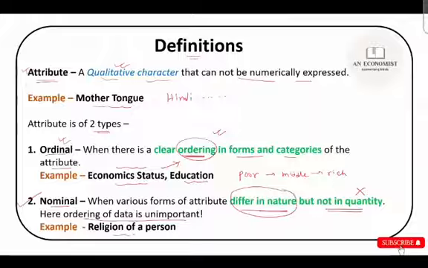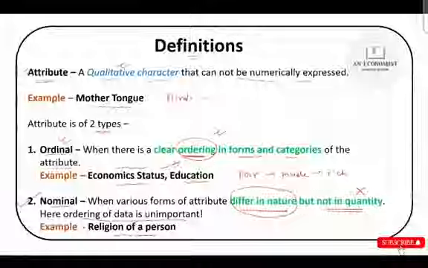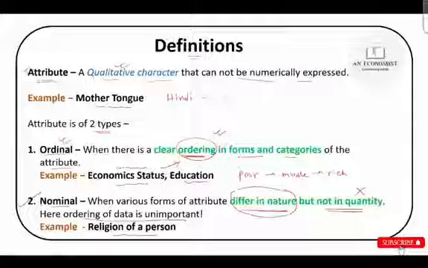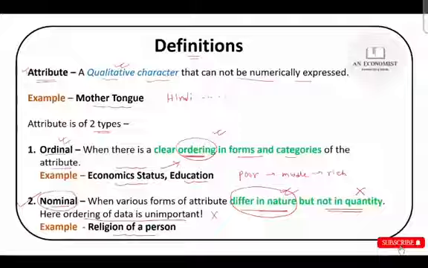For example, religion of a person. You could be following Hinduism or any other religion. You could be following Buddhism, right. So there are many religions you could follow, but you cannot rank any religion. You cannot say that my religion is superior to someone else's religion. So ordering is not important here. Ordering is completely ignored here. You should know that they differ only in nature but not in quantity, and there is no importance of ordering in this sort of data, and this is known as the nominal data.